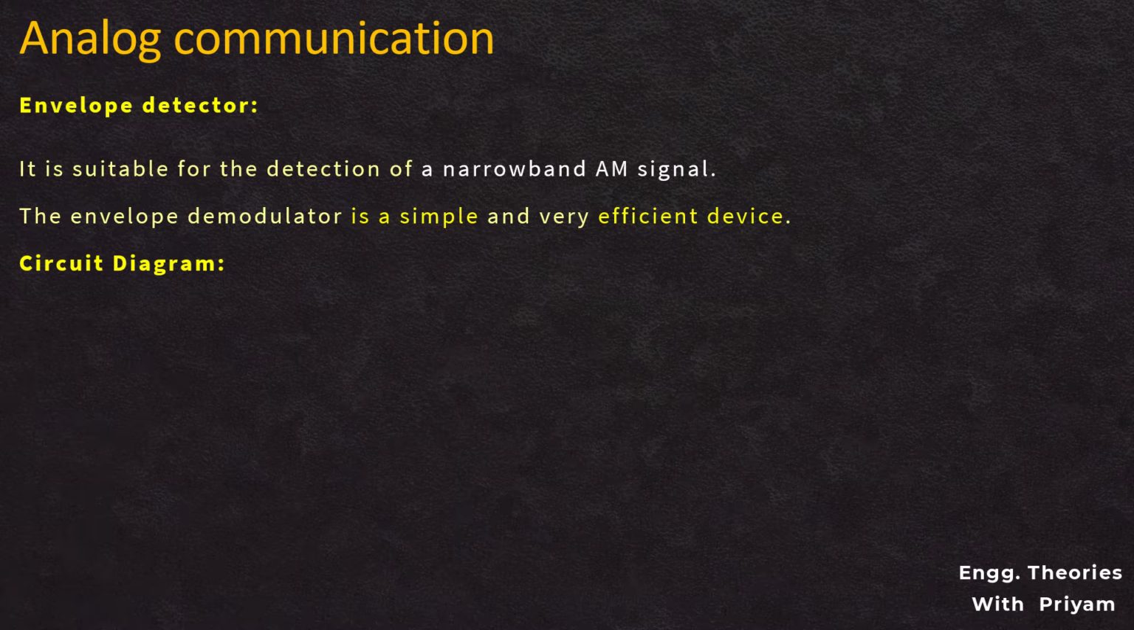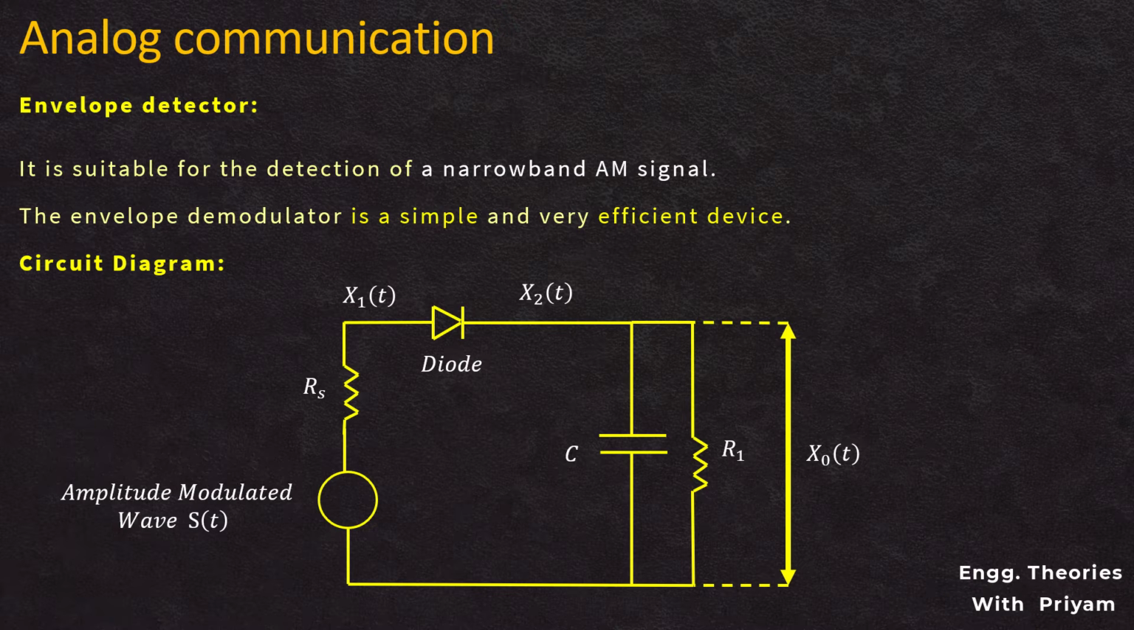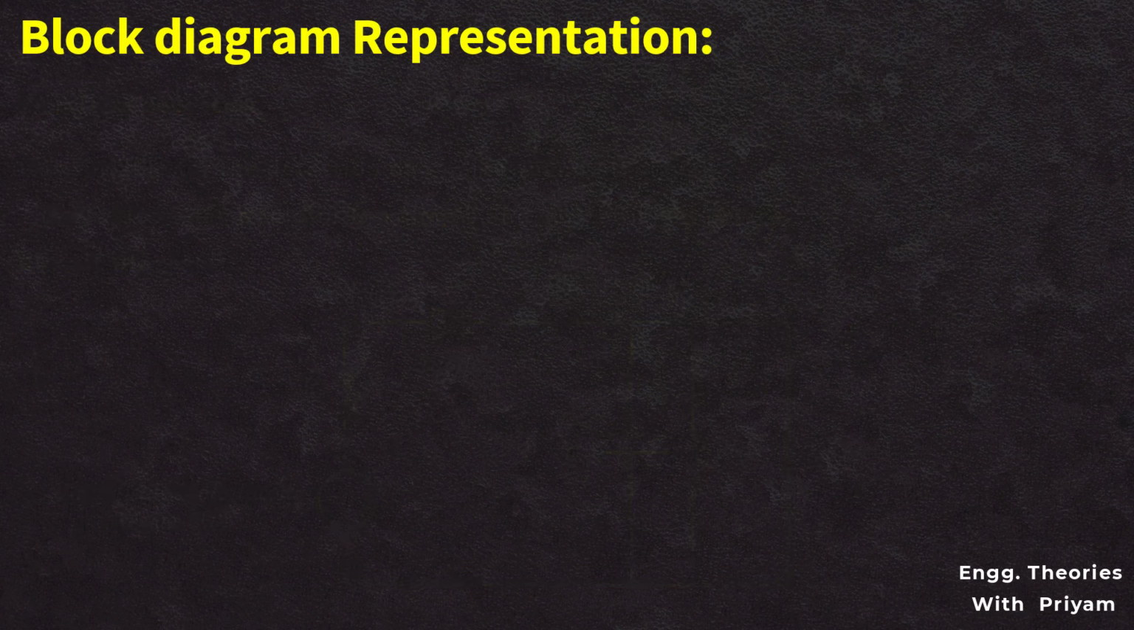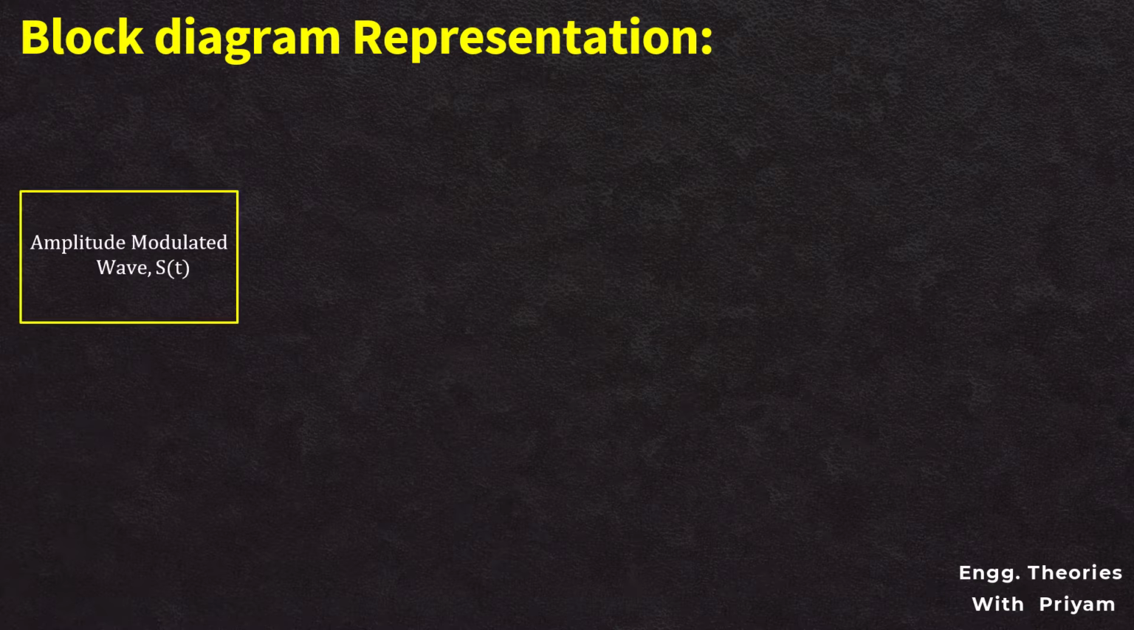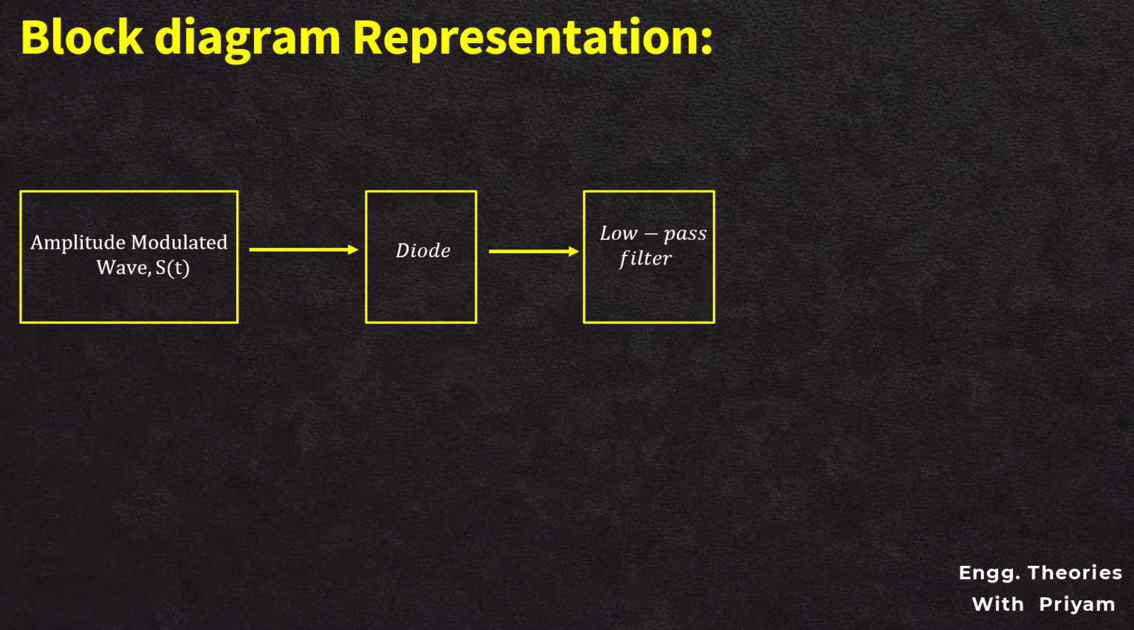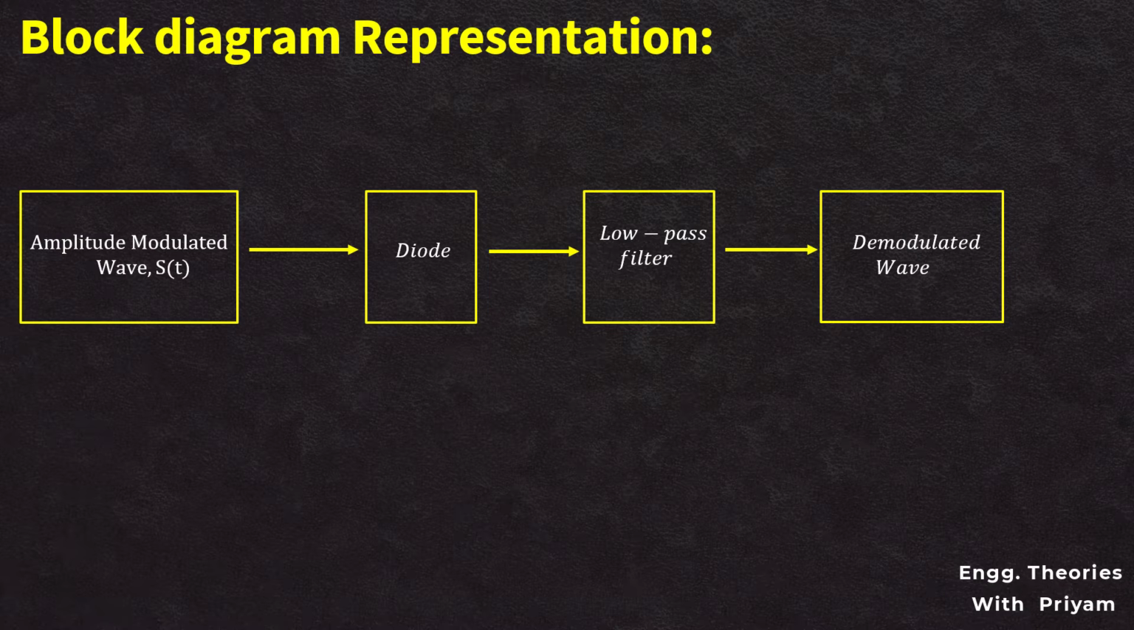The demodulator circuit contains a modulating signal source ST, a diode where the amplitude modulated signal ST will be given as an input, and resistor R1 and capacitor C, which will form a low pass filter. Let us see the block diagram of the operation of the demodulator circuit. At first, the amplitude modulated signal is given as the input to the diode. Output of the diode will be passed through a low pass filter, and the low pass filter will provide our desired demodulated signal or message signal.